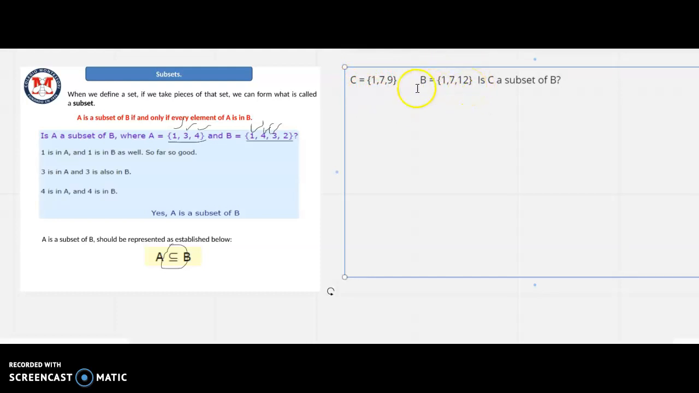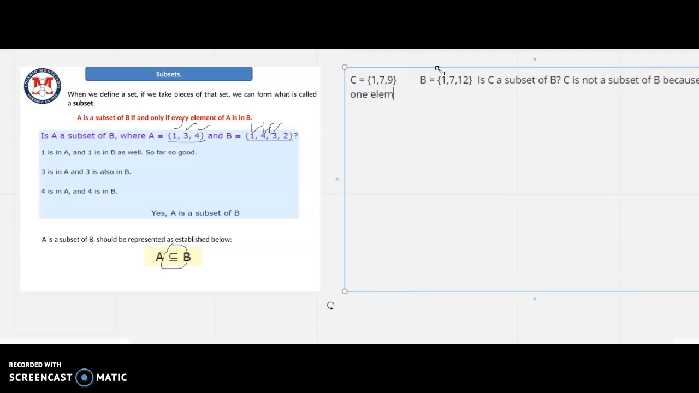We will check that. So 1 belongs to C as well as B. So here we have the first condition. 7 belongs to C as well as B. But 9 is not included in B. So the answer is C is not a subset of B because one element of C is not included in B, right?